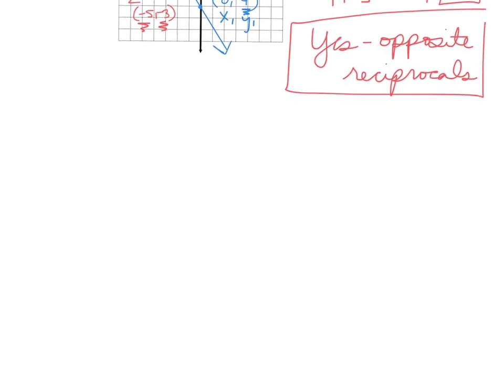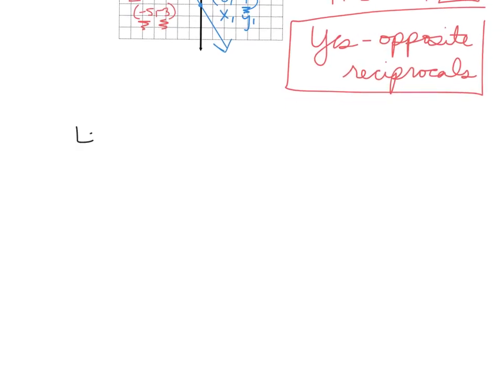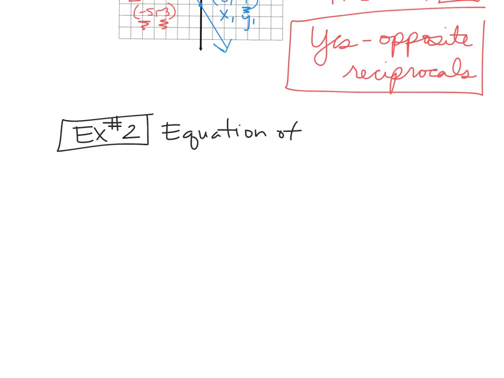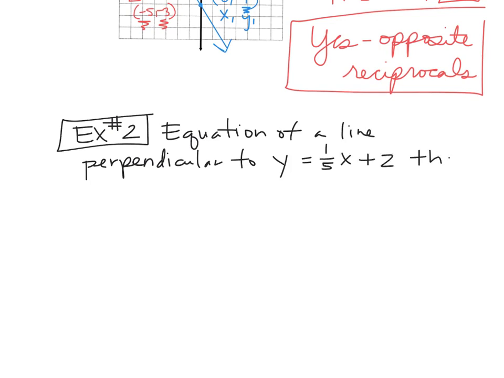Okay, second example. I want to know the equation of a line perpendicular to y equals 1/5 x plus 2 that contains the point 15, -4.